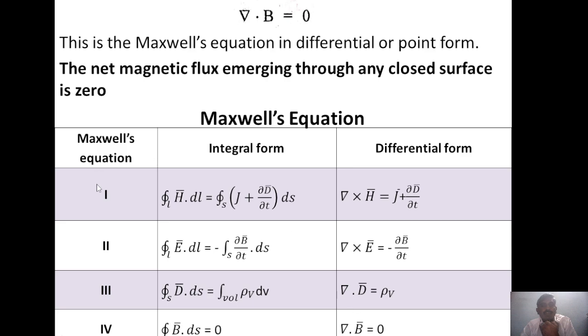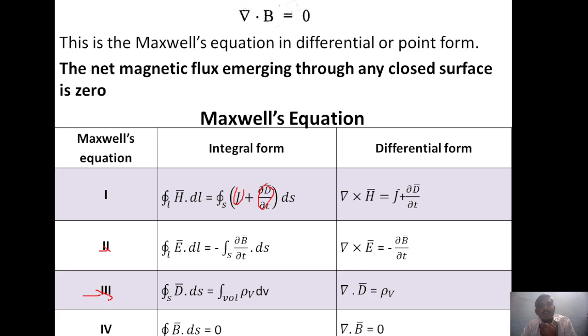Now summarizing all the equations. First, from Ampere's law, the line integral of H dot dl is equal to the surface integral of J plus dou D by dou t, into ds. This is the conduction current density, and this is the displacement current density. In differential form it will be del cross H is equal to J plus dou D by dou t. Second, from Faraday's law, the line integral of E dot dl is equal to minus the surface integral of dou B by dou t into ds. In point form, del cross E is equal to minus dou B by dou t.